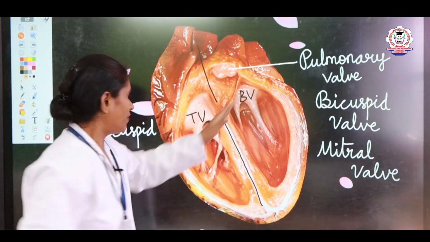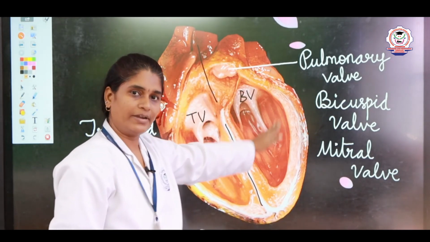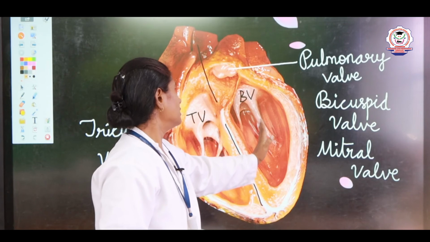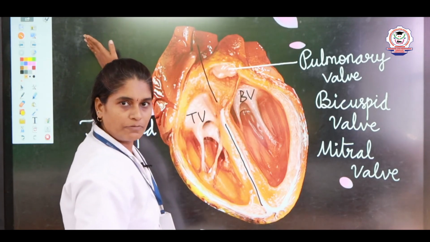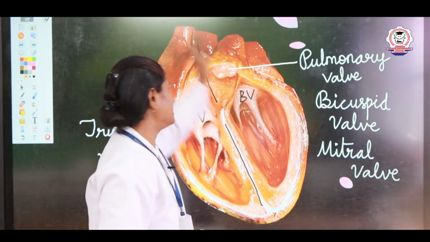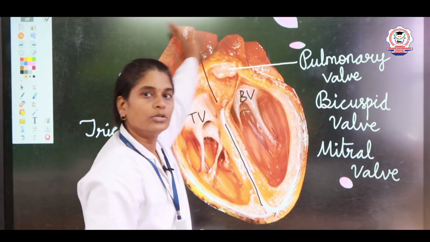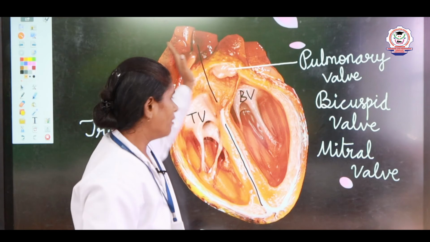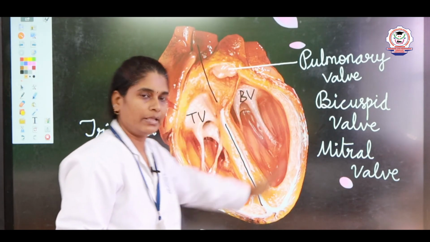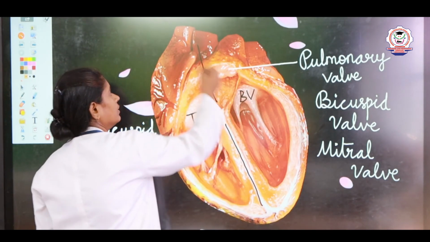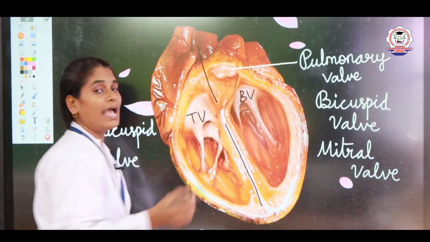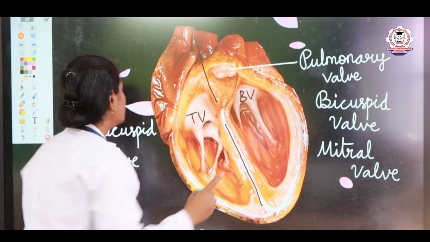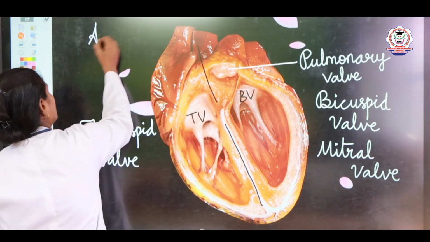And from the left ventricle, the blood vessel goes to all the parts of our body. This blood vessel is known as the aorta. The aorta carries the oxygenated blood from the left ventricle to all the parts of our body. Here also, the aorta has a valve, which is known as the aortic valve.